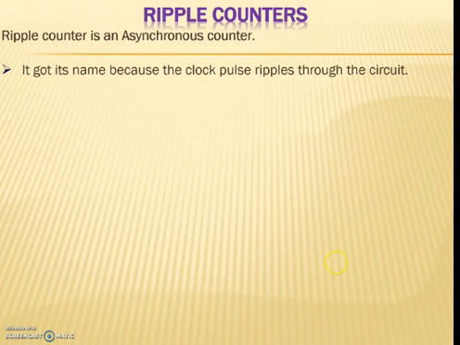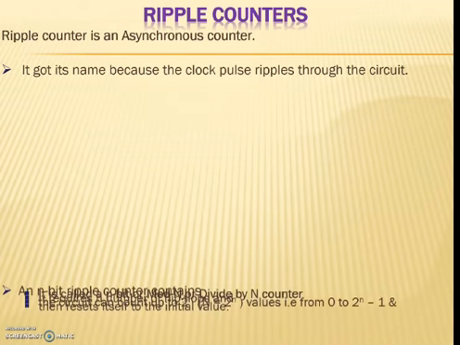Like how the water ripples when a stone is thrown into calm water. You might have noticed that water rippling out when a stone is thrown into calm water, like in a pond or a river or any well or tank, whatever it may be, right? So it is a ripple counter.